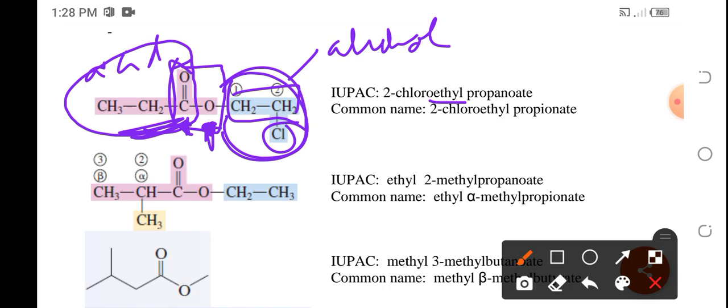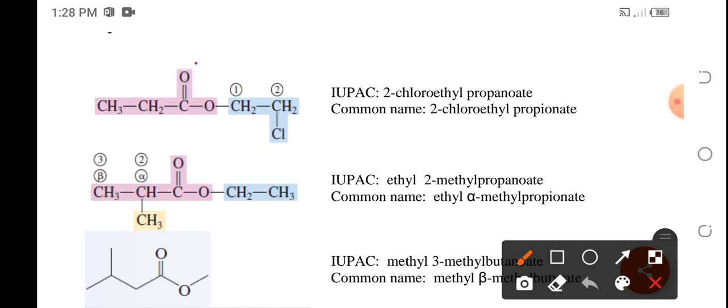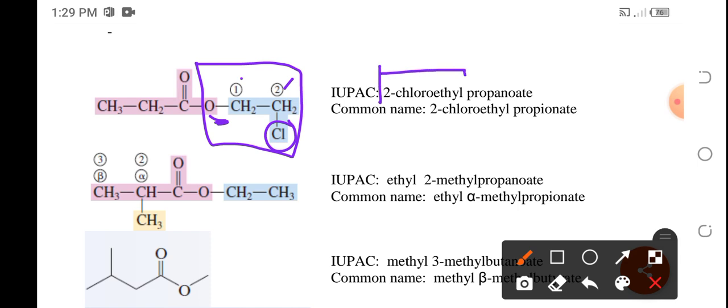Ang reference natin, ang counting natin dito, ay magi-start dun sa malapit sa oxygen. So if this is the alcohol part, our reference priority is the carbon atom that bears the oxygen. Previously it bears the hydroxyl kasi. Okay, so this one would be carbon number 1 and that would be carbon number 2. So the chloro will be attached on carbon number 2. So the alcohol part is 2-chloroethyl.